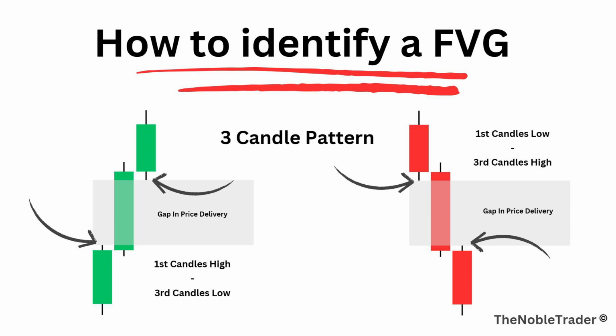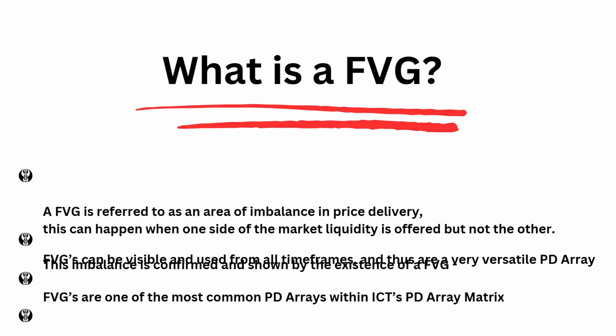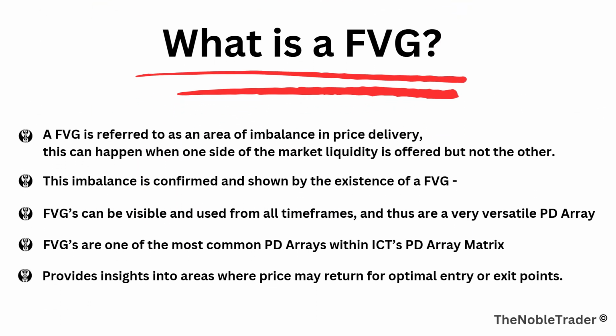It is important to note that not every single FVG is useful for you in price, as we look at in later slides. Next, we ask ourselves, what is a fair value gap, and what purpose does it serve? A fair value gap is referred to as an area of imbalance in price delivery. This can happen when one side of the market liquidity is offered but not the other. This imbalance is confirmed and shown by the existence of a fair value gap.